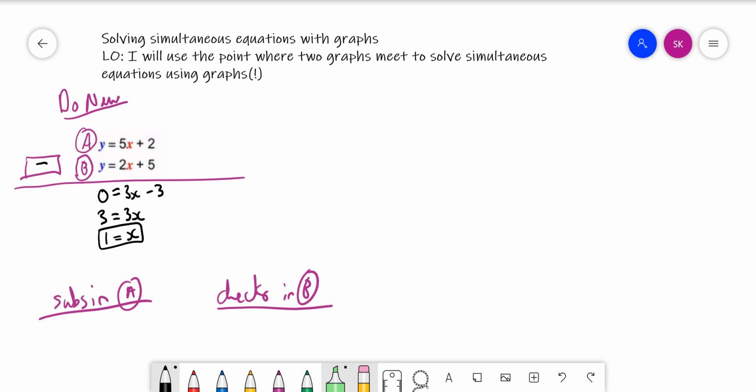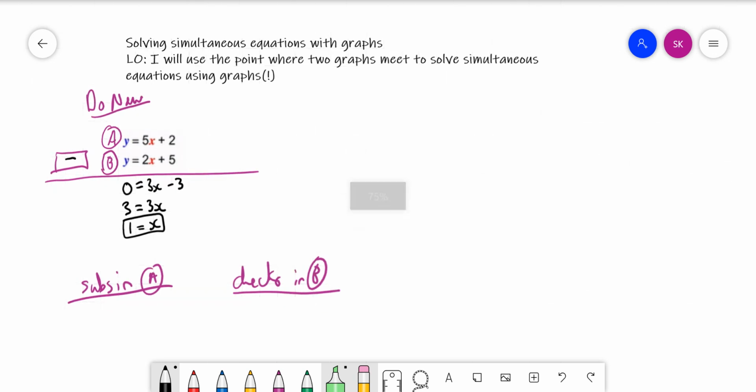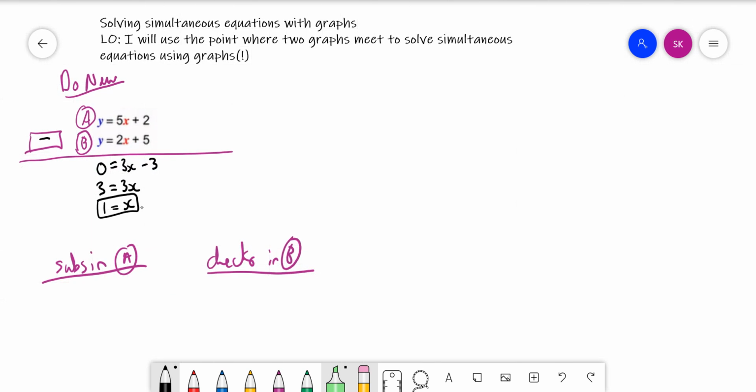Subs in A, so instead of x, I'm going to be writing 1, which means I've got 5 plus 2, which is 7. So that's my solution for y. Subs in A, checks in B. Subs in B, checks in A.